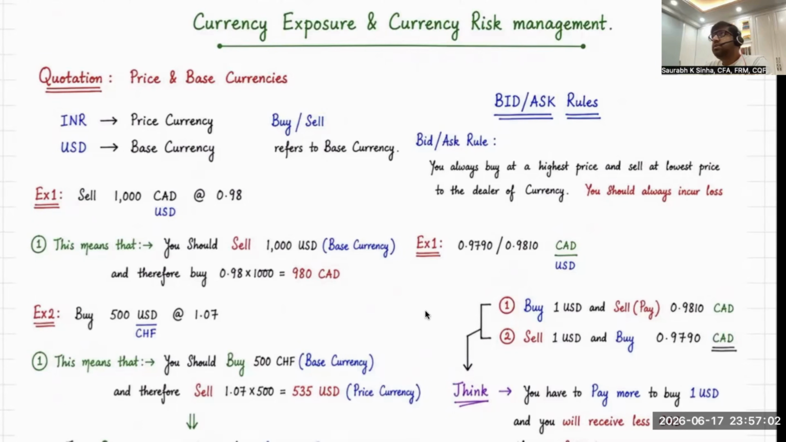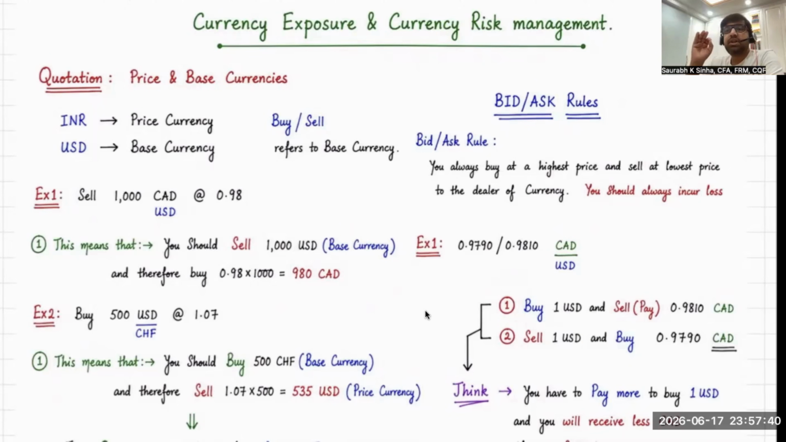Today we are going to start a series of lectures on currency, because in both CFA and FRM you have to study currency, as in the quotation of the currency. You need to study the different types of exposure you can have in the currency with the spot market and the forward market. And then you have to have a very good understanding of cross currency swaps. With that, we are starting this series of lectures on currency exposure and currency risk management.